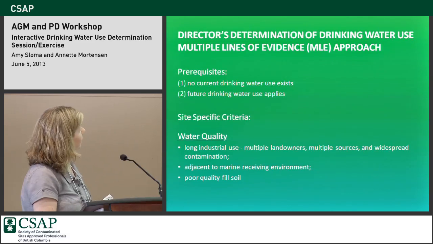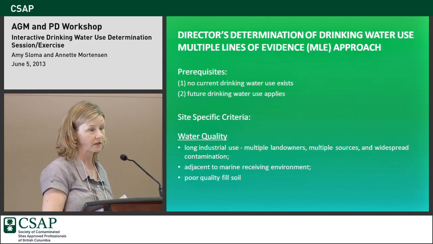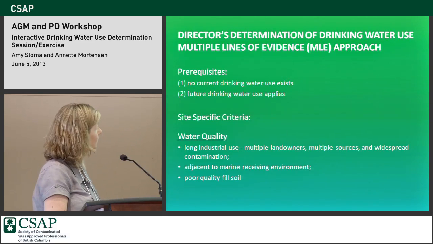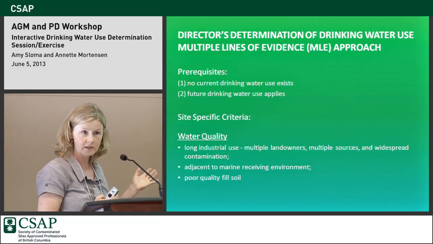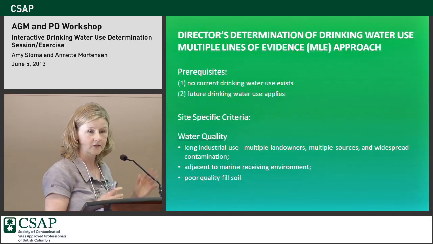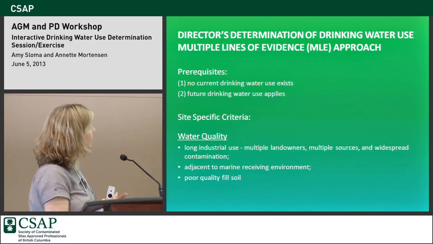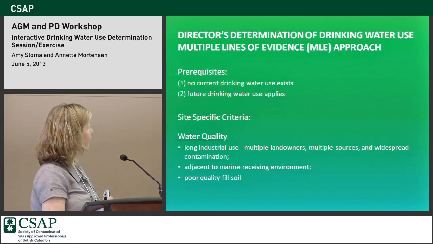And then for our multiple lines of evidence approach, how we determine if a site qualifies for a director's determination of water use. It used to be called the weight of evidence, but apparently some risk assessors had already taken that term and made it theirs, so we had to come up with a new word. So this is the multiple lines of evidence approach, it's called now, but it's really exactly the same.